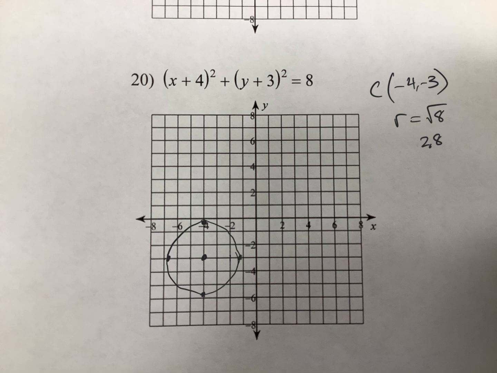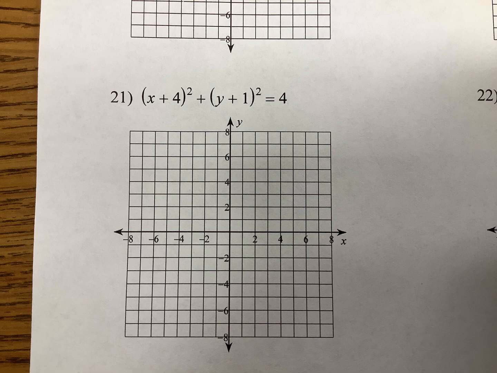Okay, number 21. Center is -4, -1. The radius is 2. -4, -1 is right there. Count 2 blocks, left, right, up and down. 1, 2, 1, 2, 1, 2, 2.